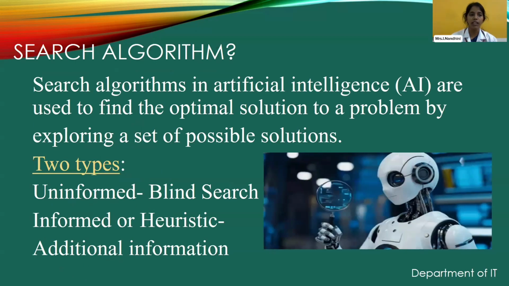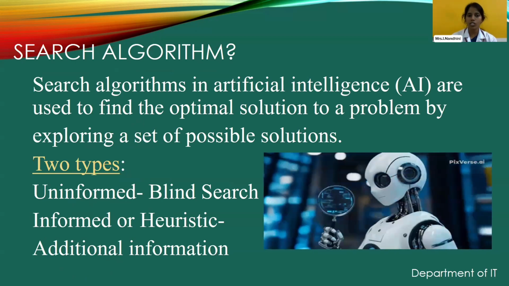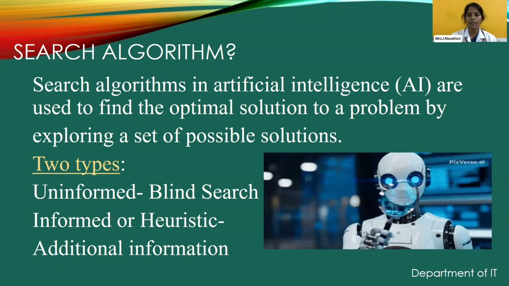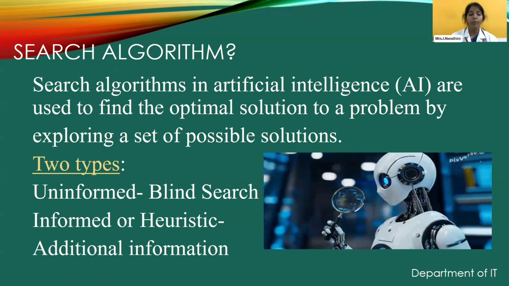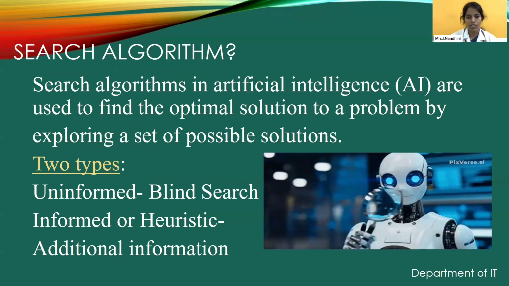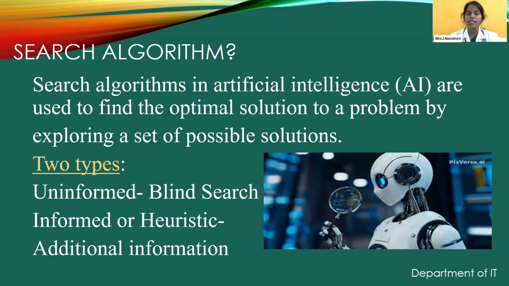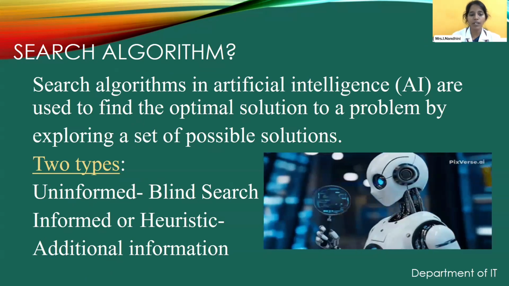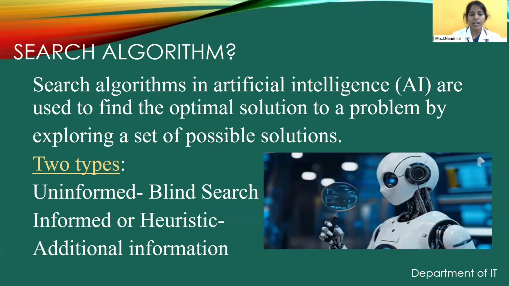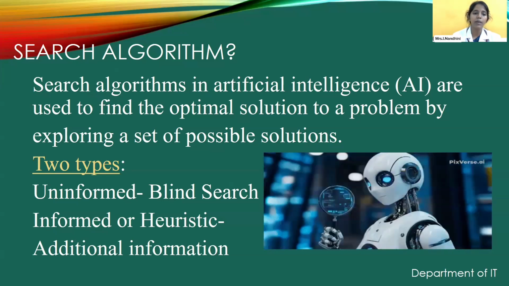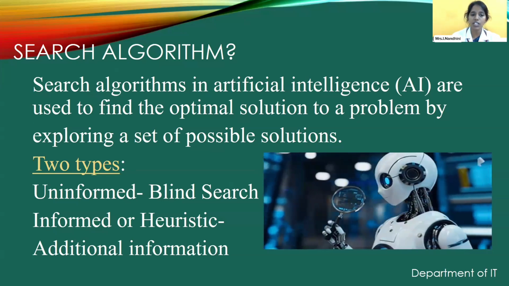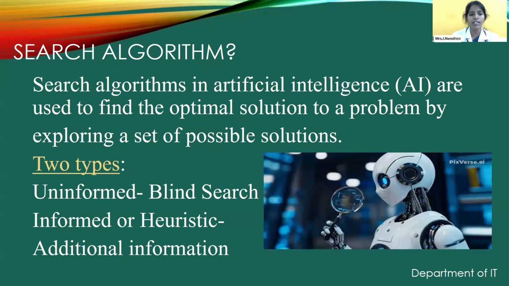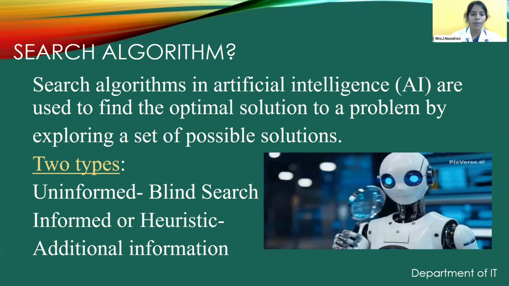So the first one is the search algorithm. A search algorithm is used to find an optimal solution to a problem by exploring a set of possible solutions. There are 6 terminologies in a search algorithm. The first one is state space. The second one is start and goal. The third one is path cost. The fourth one is search tree. The fifth one is actions and transitions. The sixth one is optimal solution.